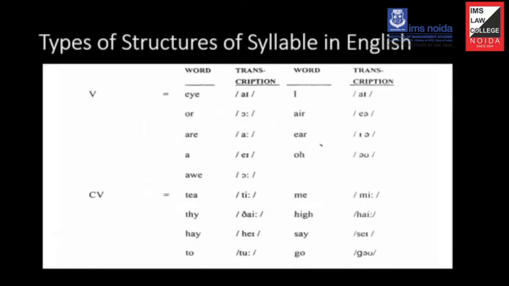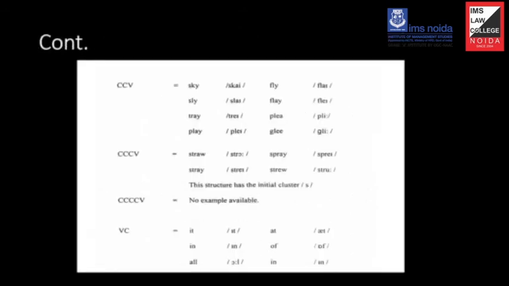Now the CV type. In the CV type, in the onset there is one consonant, or there may be a cluster of consonants, maybe 2 or 3 consonants in the initial position. But you must remember that in the initial position there will be a maximum cluster of 3 consonants, and in the final position there may be a maximum of 4 consonants. Like in T, a CV structure is there. CCV like sky, SKY. See here, S and K are both consonants, then I is a diphthong. So it is a CCV structure.